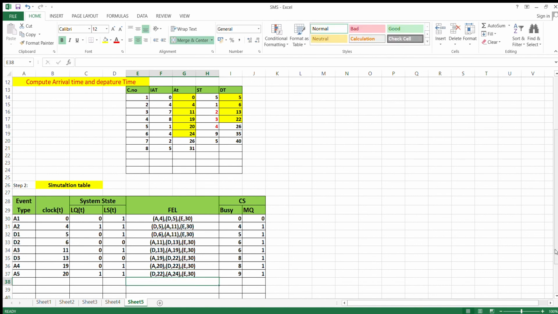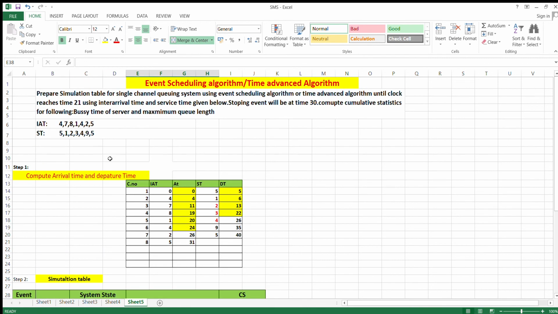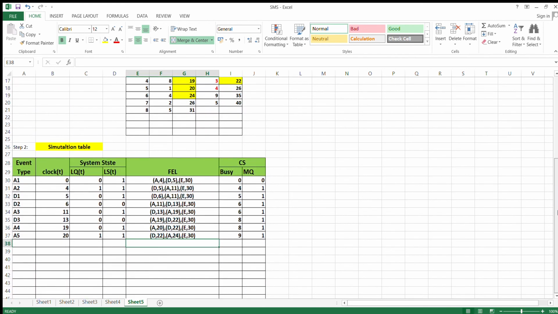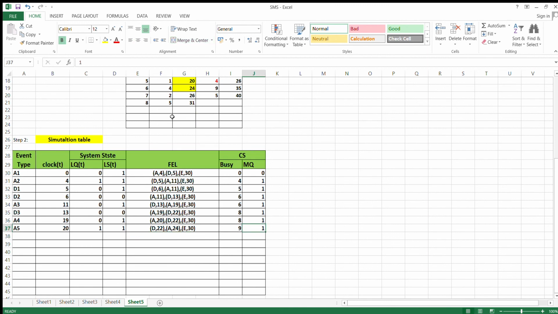But the question says that we need to do the simulation up to clock 21. That means the problem has been completed. Now find out the maximum queue and busy server. The maximum queue is 1. Busy server is 9. This is an event scheduling problem.